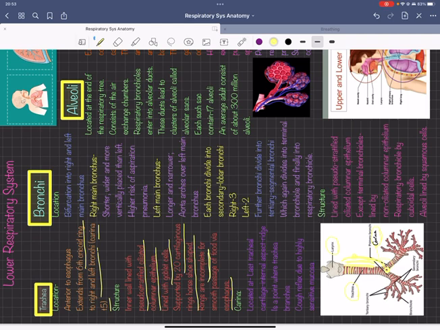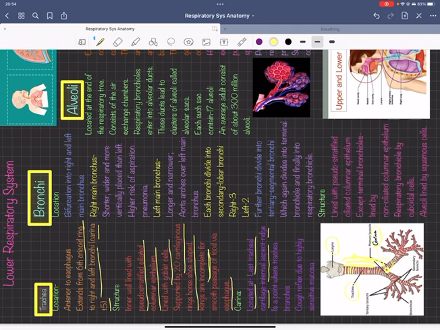Now the carina, I have already told you, is located at the last tracheal cartilage at the internal aspect. This is actually the point where the trachea branches into the bronchi. Since it has very sensitive mucosa, even slight irritation to it could cause the cough reflex. Okay, so this was about the trachea, and now we can go towards the bronchi.